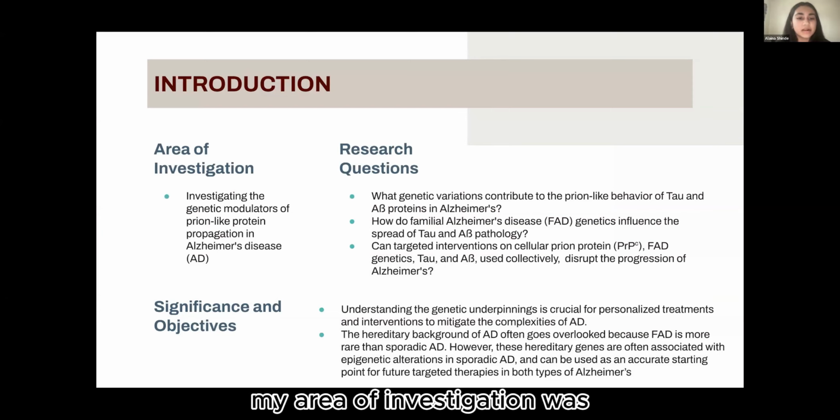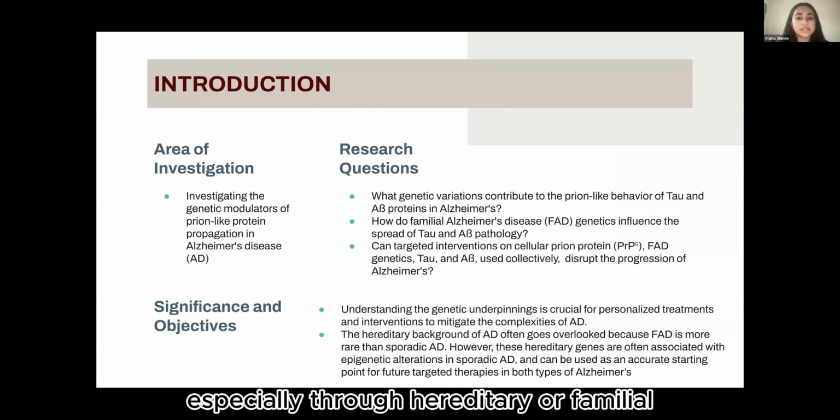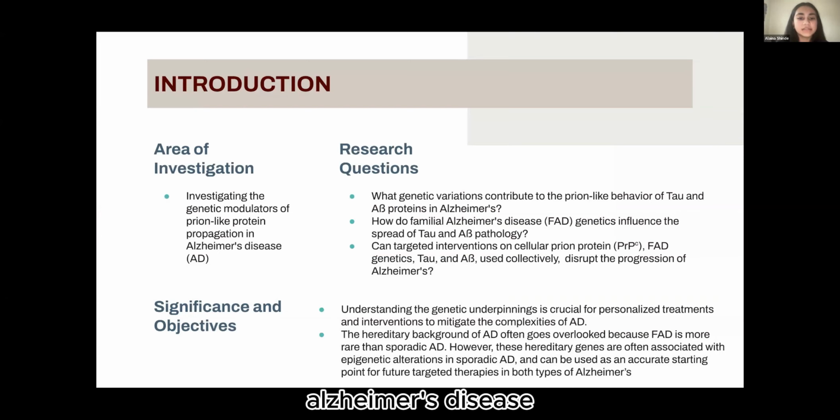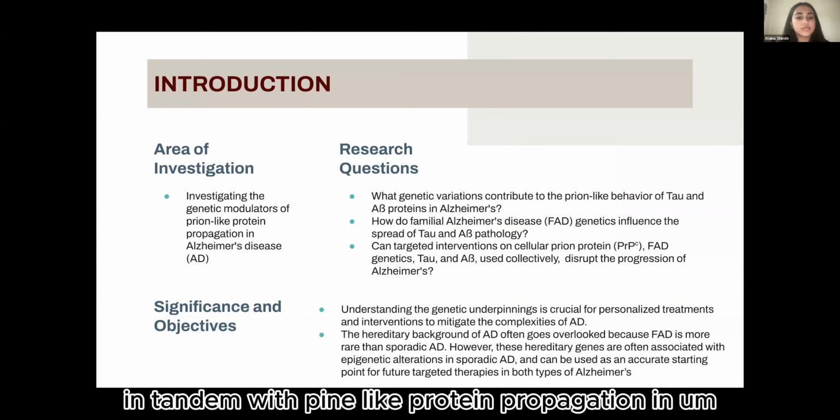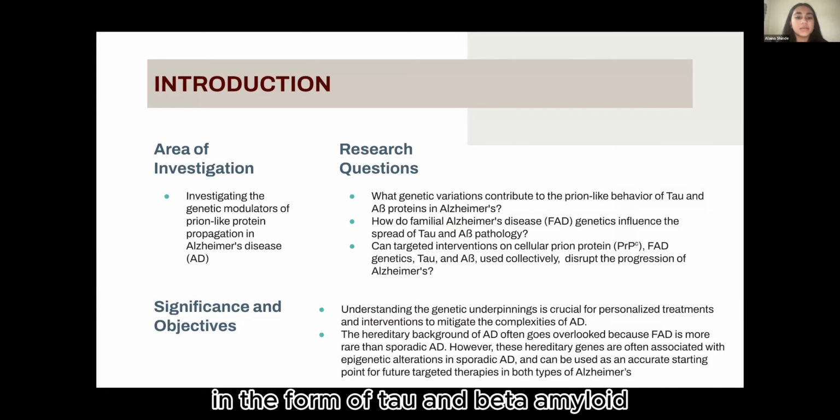So, like I said, my area of investigation was investigating the genetic modulators, especially through hereditary or familial Alzheimer's disease, and their effect in tandem with prion-like protein propagation in the form of tau and beta amyloid in Alzheimer's disease.